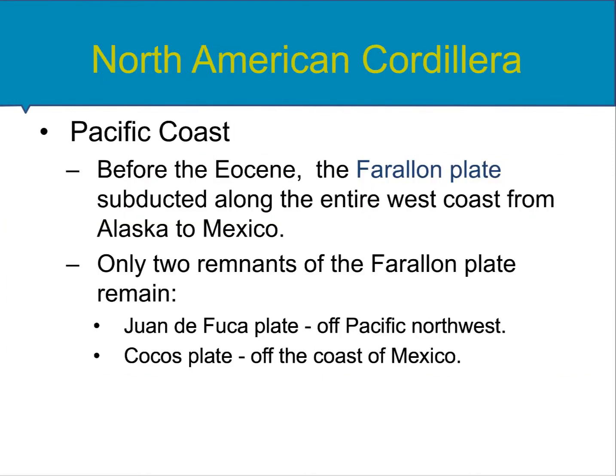Now looking at the Pacific coast, remember before the Eocene, we had the subduction of the Farallon Plate. And subduction occurred along the entire west coast of America, really from Alaska down to Mexico, and by the time we get into the Cretaceous, into South America. And today only two remnants of this Farallon Plate occur. The Juan de Fuca Plate off of California, Oregon, and Washington, and then the Cocos Plate off of Mexico.